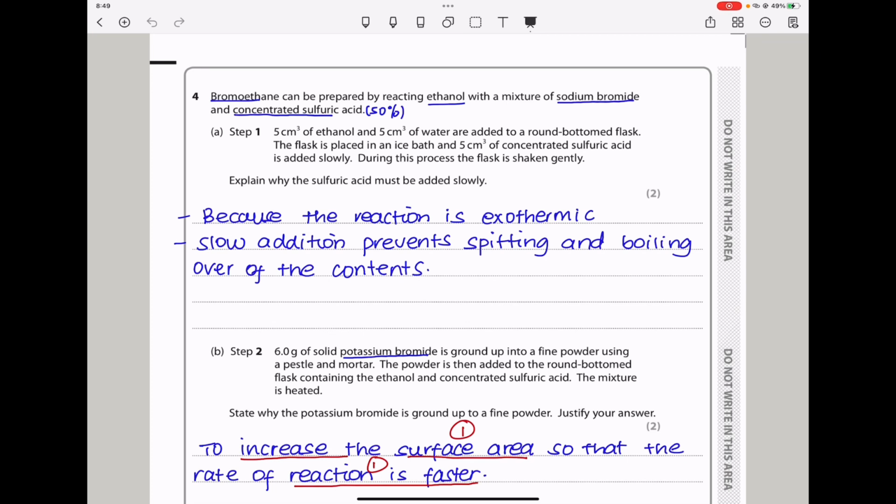Question 4. Bromoethane can be prepared by reacting ethanol with a mixture of sodium bromide and concentrated sulfuric acid. Of course, this is going to be 50%. In step 1, 5 centimeters cubed of ethanol and 5 centimeters cubed of water are added to a round bottom flask, and the flask is placed in an ice bath, and 5 centimeters cubed of concentrated sulfuric acid is added slowly. They add it slowly because, of course, it's going to be an exothermic reaction.